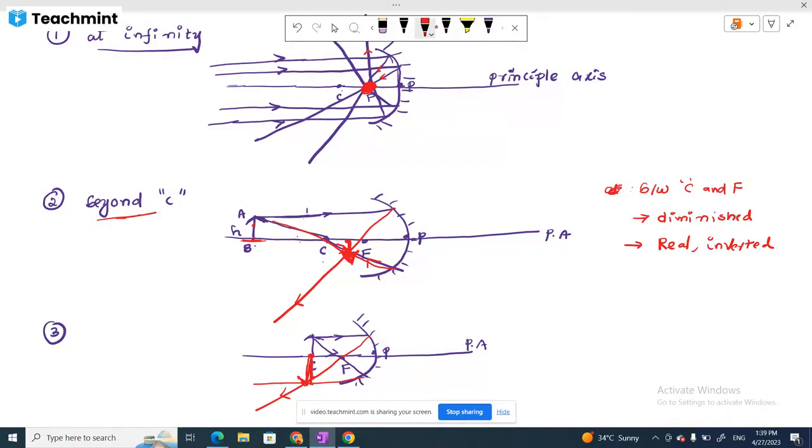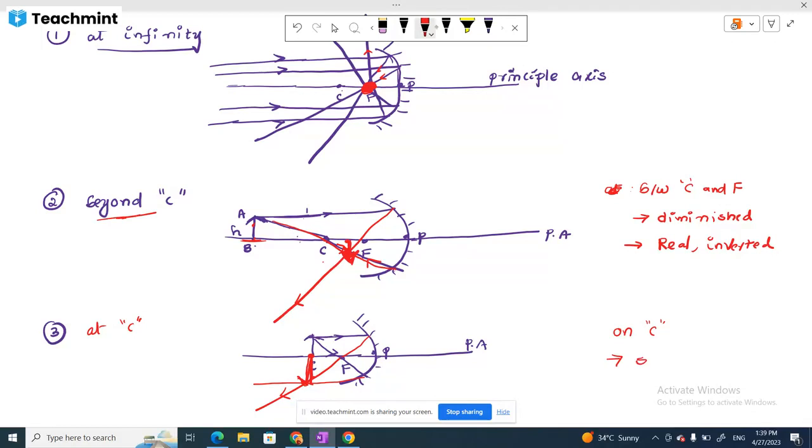Again, the image nature is real and inverted, because the orientation of the image is opposite to the orientation of the object, and the image is exactly at the center of curvature. The object is at C and the image is also at C. Therefore, the image is also on the center of curvature. And one more thing here, the size is the same as that of the object size.